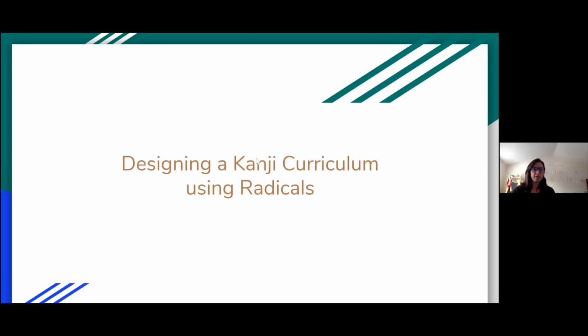Designing a kanji curriculum using radicals. So yes, take it over, Rebecca. All right.